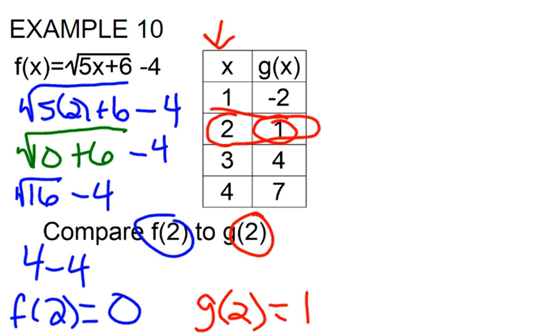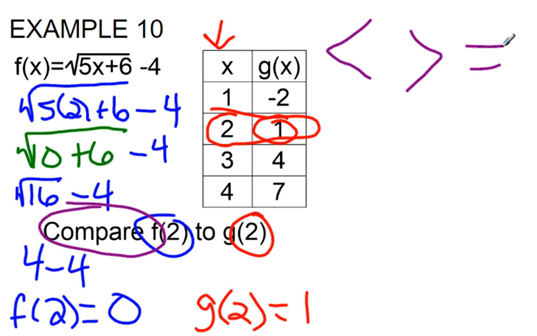Now this question does ask us to compare. And when it asks us to do that, that means we need to tell whether f of 2 is less than, greater than, or equal to g of 2. So if you look at those values, I have 0 and I have 1. So is 0 less than, greater than, or equal to 1? Is it smaller or bigger? 0 is obviously smaller than 1.